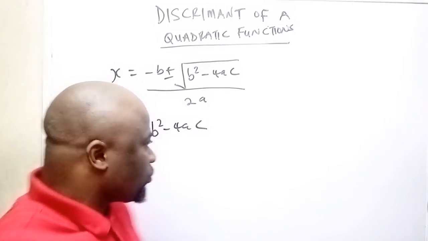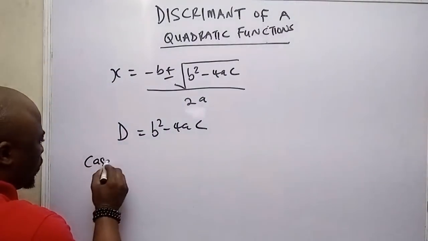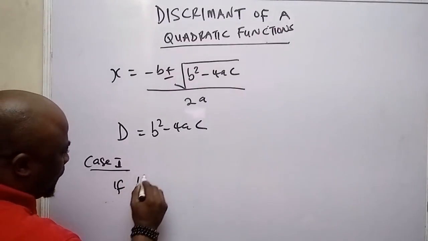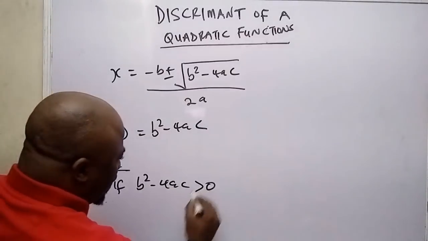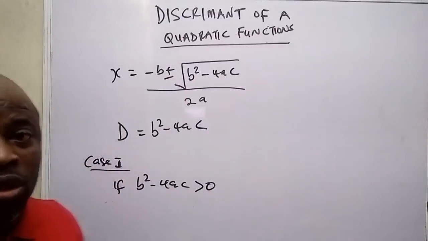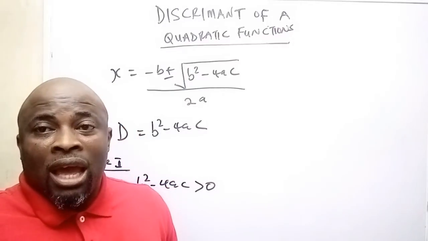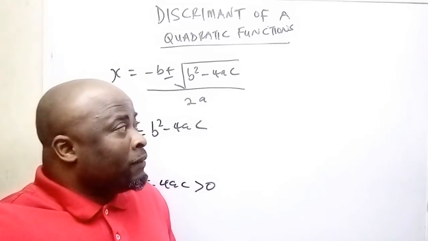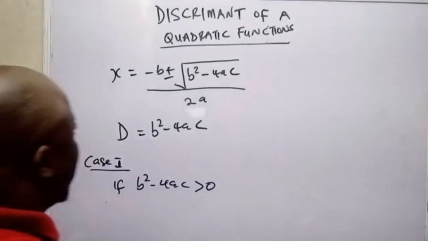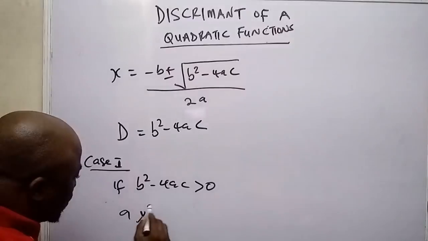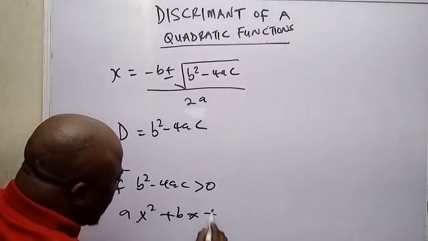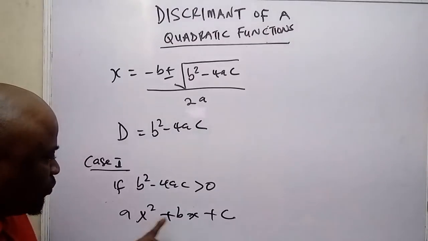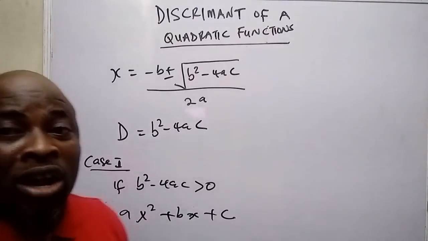We have three cases. Case 1: if b squared minus 4ac is greater than 0. In my last class, I already gave the general form of a quadratic function. The general form of a quadratic function is ax squared plus bx plus c. This is the general form that we have under quadratic functions.